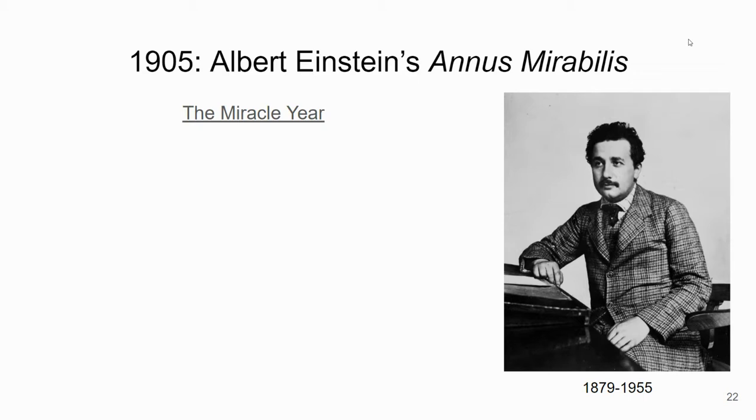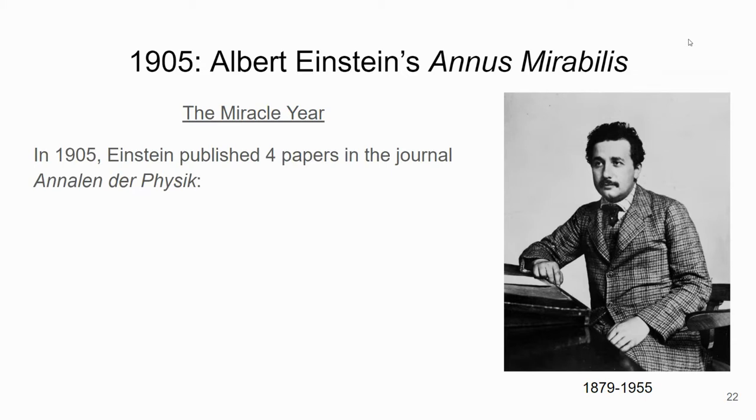Because he still hadn't found work as a professional physicist. He was working in a patent office. So anyhow, this total amateur, Albert Einstein, in 1905 published 4 papers in this journal, Annalen der Physik, the Annals of Physics. And the amazing thing is, any one of these 4 papers is totally worth a Nobel Prize.